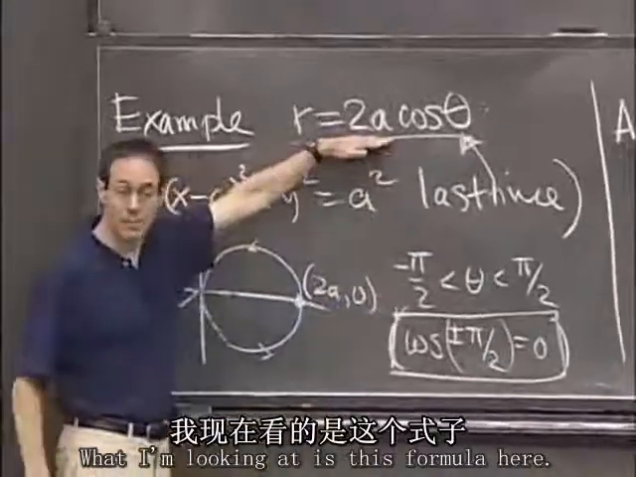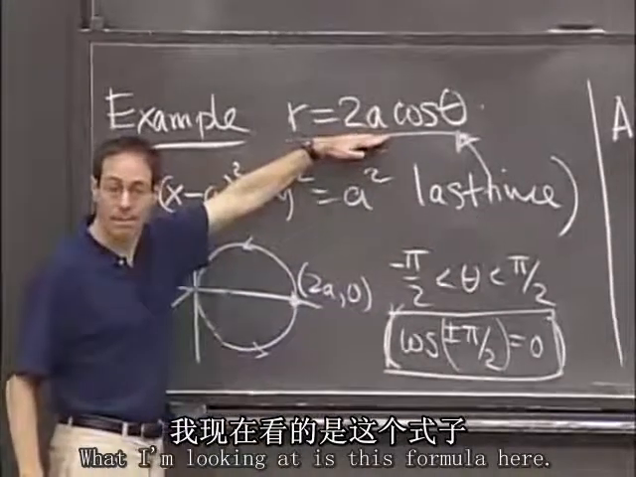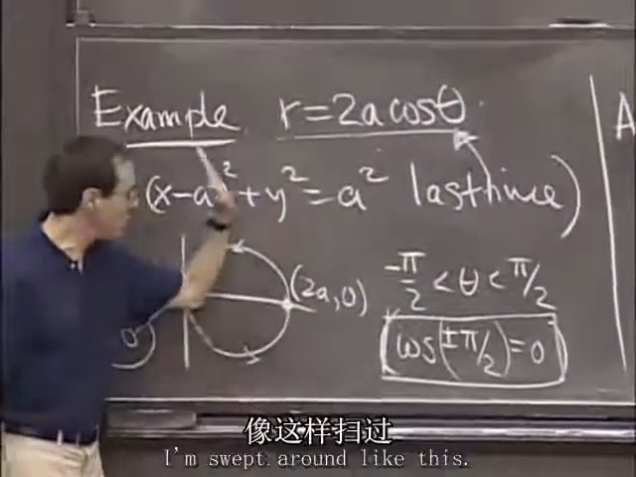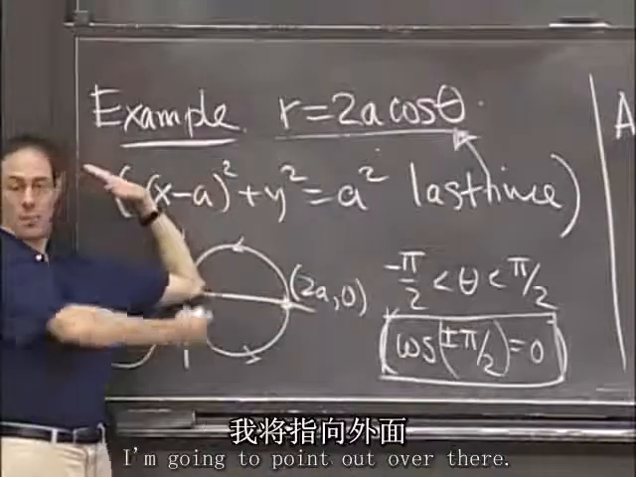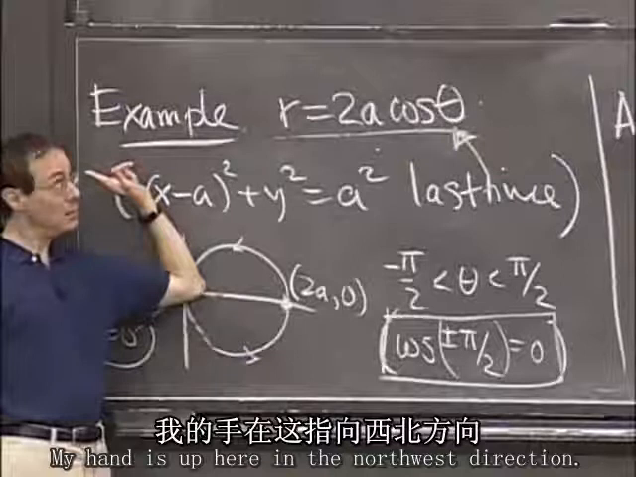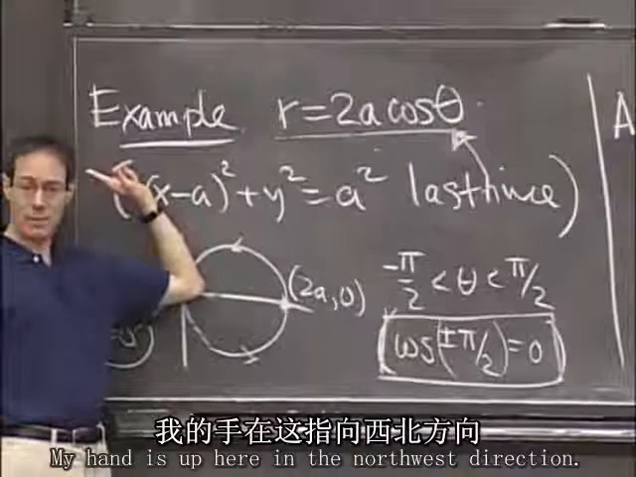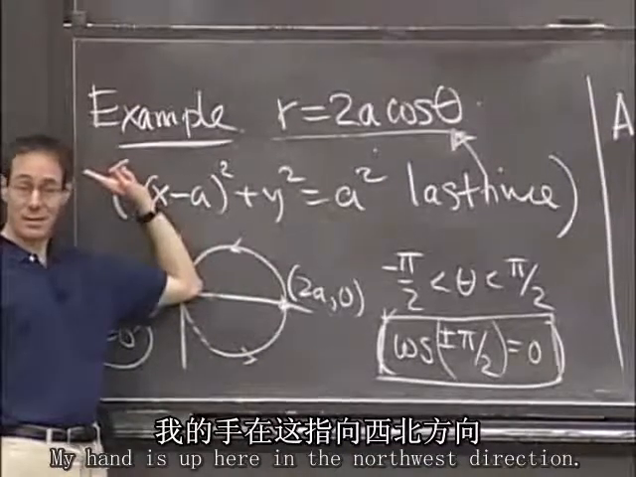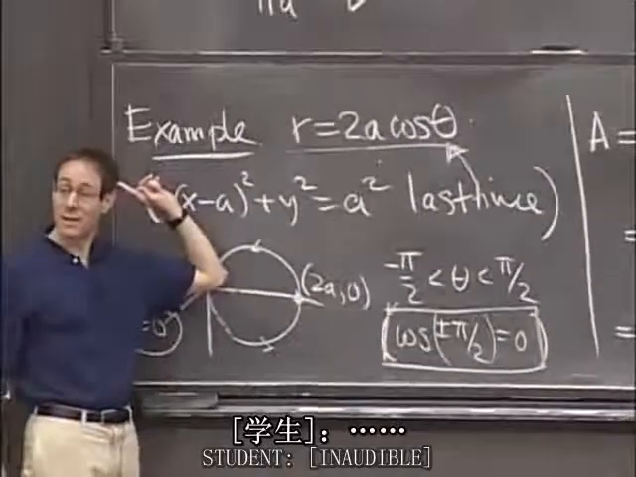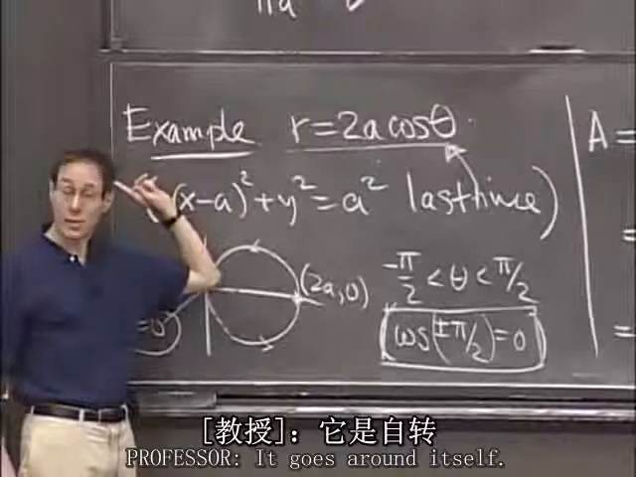All right? But to use the elbow analogy here, I've swept around like this, but now I'm going to point this way. I'm going to point out over there. My hand is up here in the northwest direction. All right? So what's going to happen? Somebody want to tell me? It goes around itself.